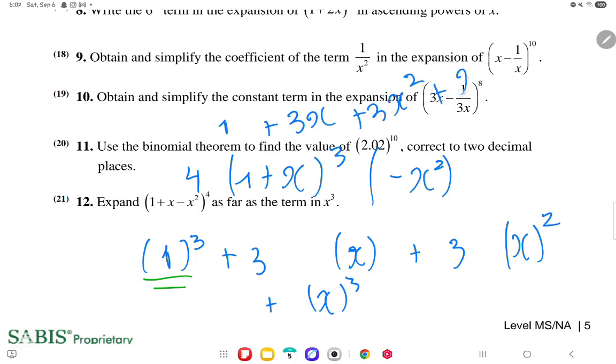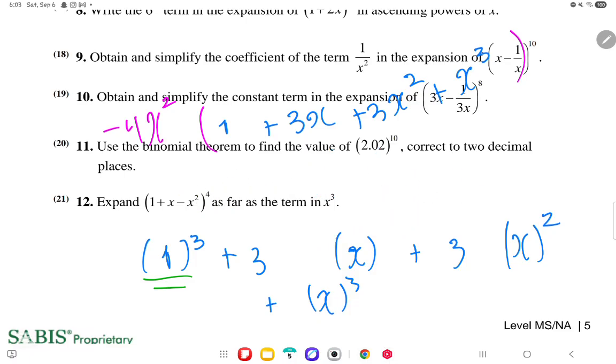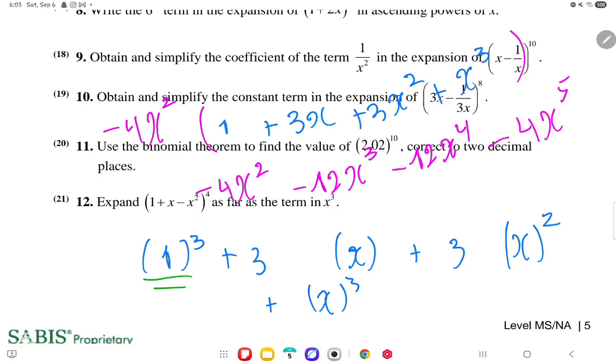Now, the only thing is we need to multiply it by what? We need to multiply it by minus 4x to the power of 2. So let us multiply it by minus 4x to the power of 2. What will we get? We will get minus 4x squared minus 12x to the power of 3 minus 12x to the power of 4 minus 4x to the power of 5. Perfect. Now, we move on to the next one.